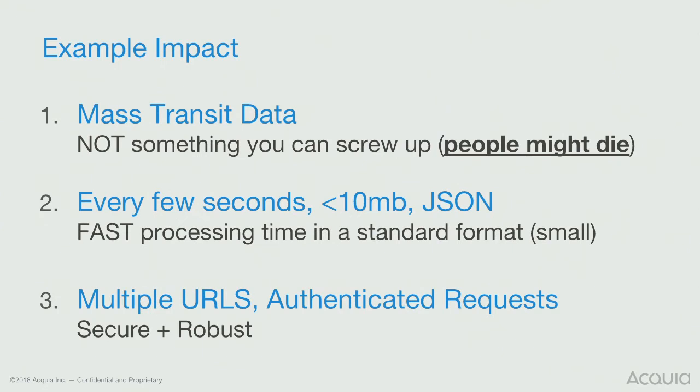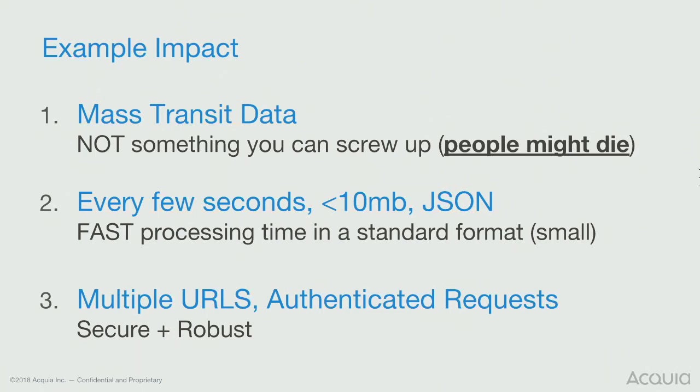So thinking about the impact of this example data, this first one is something like, if I could have used the blink tag here, I would have. It's rare with a website or anything in our field that this comes up. But when you're dealing with transit data, if you screw that up, somebody could die, right?